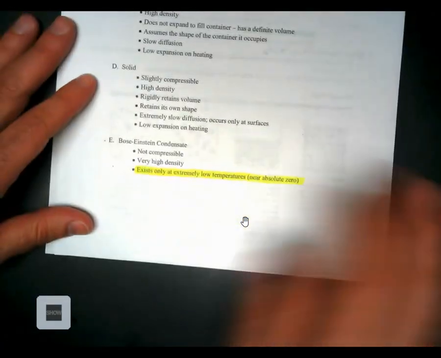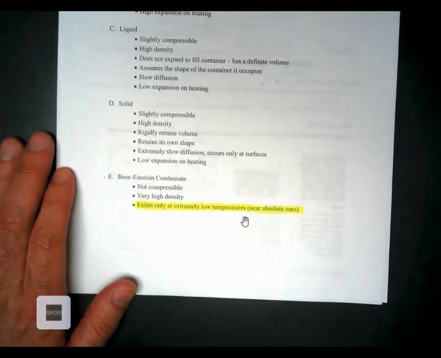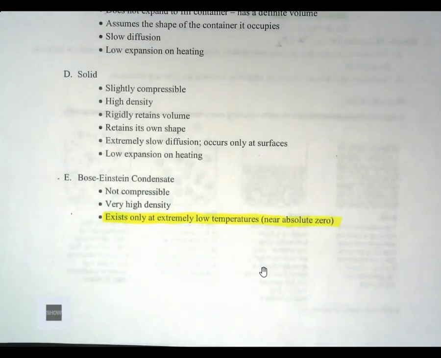I'm not going to read all the rest. You can look at the rest of it. You've probably seen a lot of that before. The fifth one, Bose-Einstein condensate, is the fifth state of matter. You might not be as familiar with it.